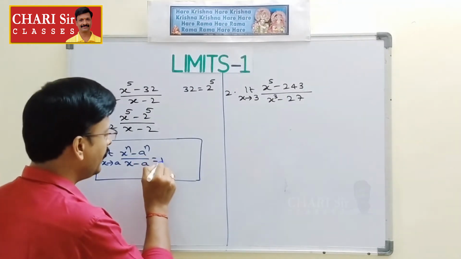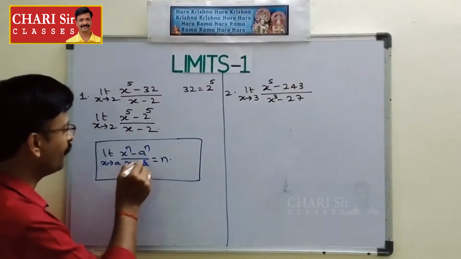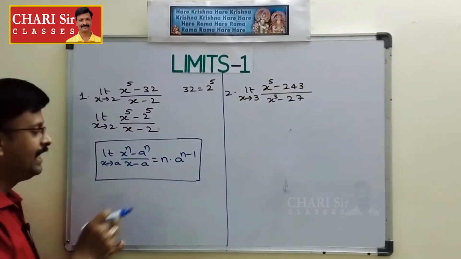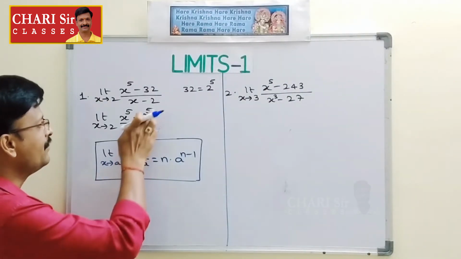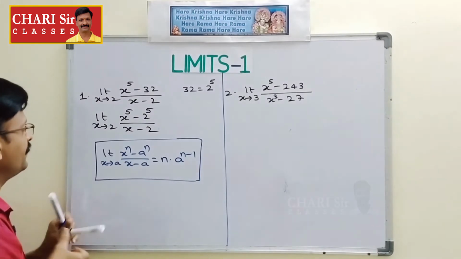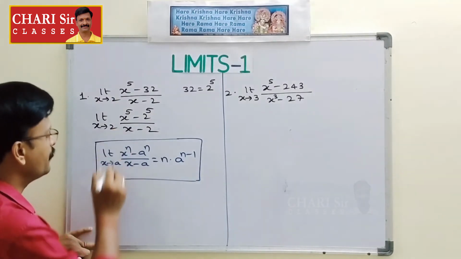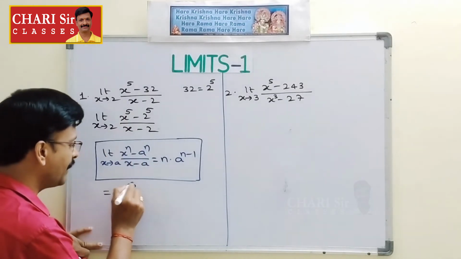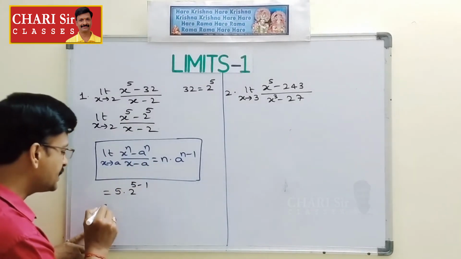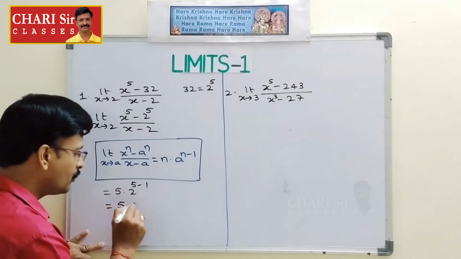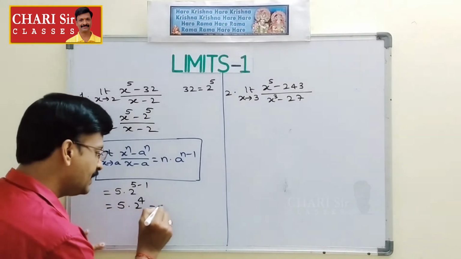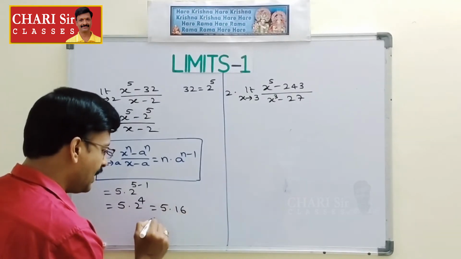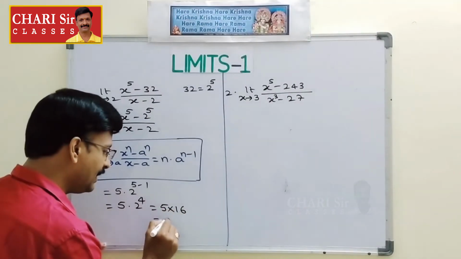So now the limit of this function is n into a to the power of n minus 1. Here a value is 2, n value is 5. Let's write down the limit of this function, that is equal to 5 into 2 to the power of n minus 1, that is 5 minus 1, which is equal to 5 into 2 to the power of 4. 2 to the power of 4 is 16 and 5 into 16 is 80.